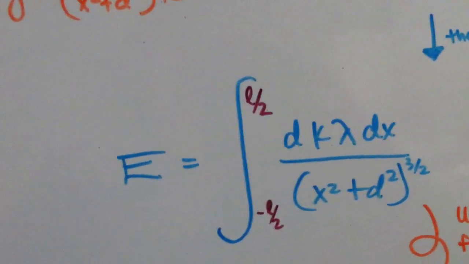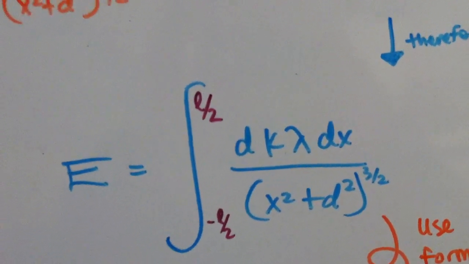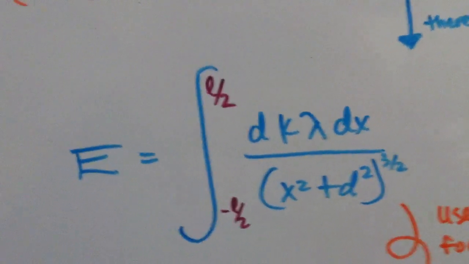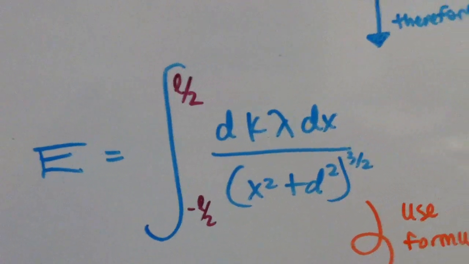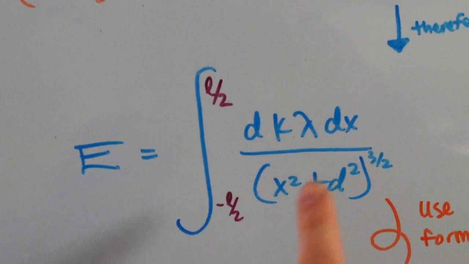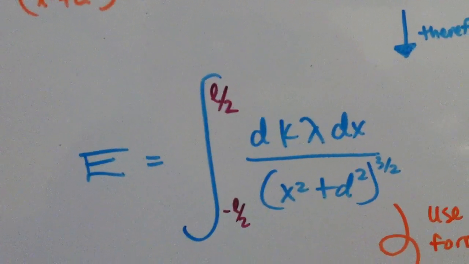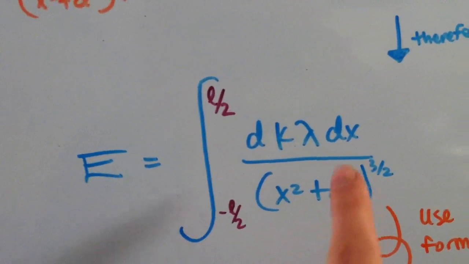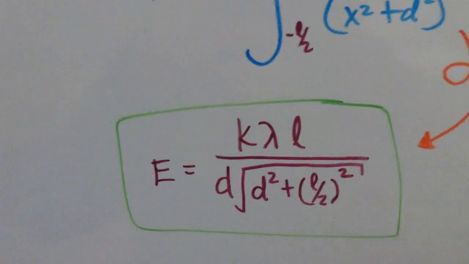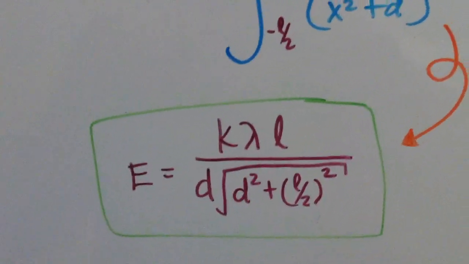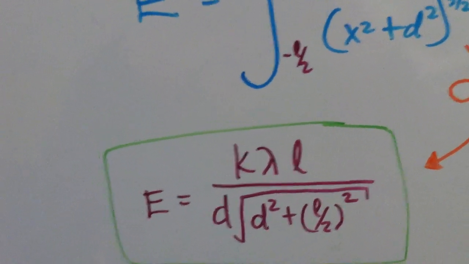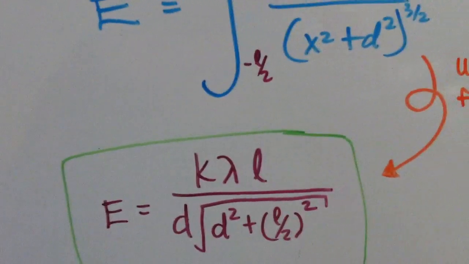Now I'm not going to do any calculus here because it gets rather confusing, and it's actually a complicated substitution and some complicated calculus. So usually you can just look up something for this, where in the back of a physics textbook it'll have a little substitution thing, and you can look up the 3/2 power. So use a formula, and you can get that the electric field equals k lambda L, where L is the length of the rod, divided by d times the square root of d squared plus (L over 2) squared. And there you go.